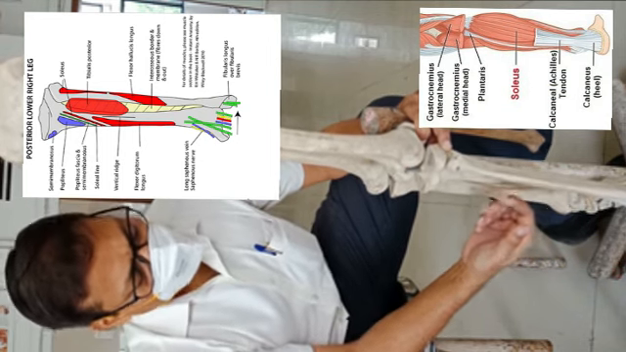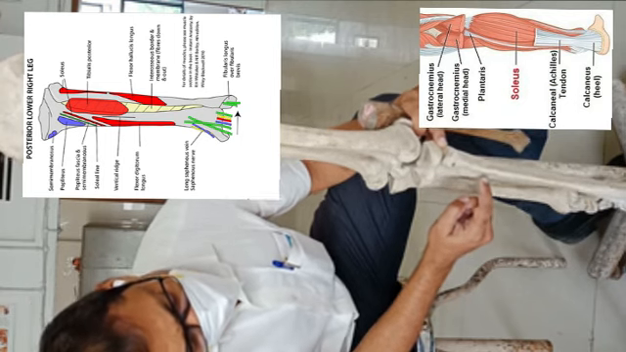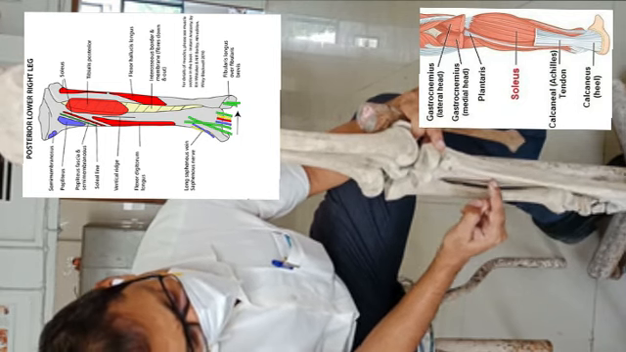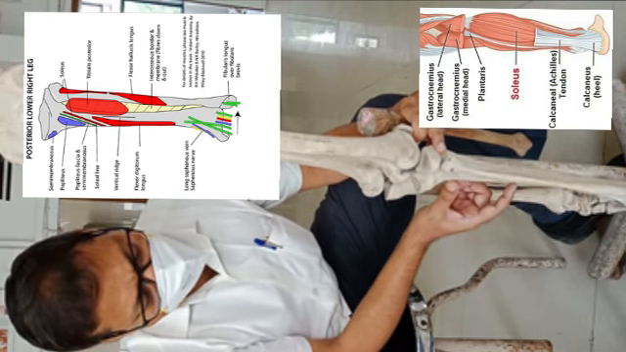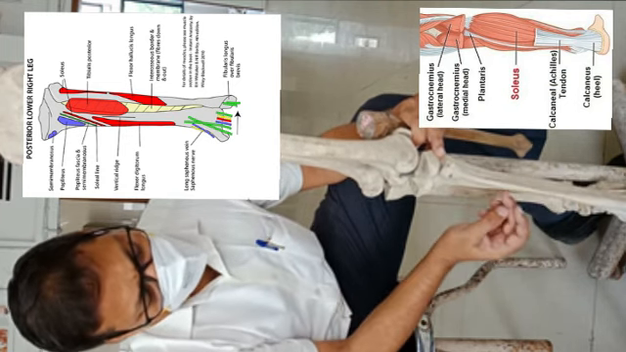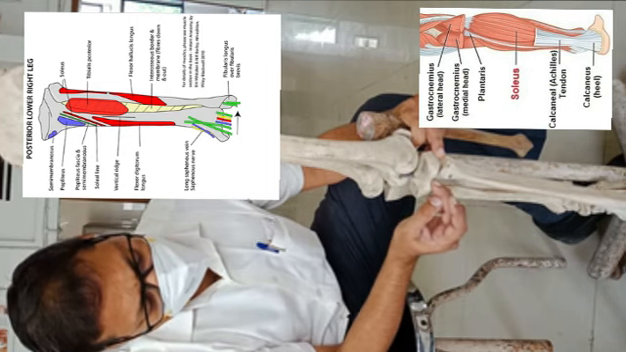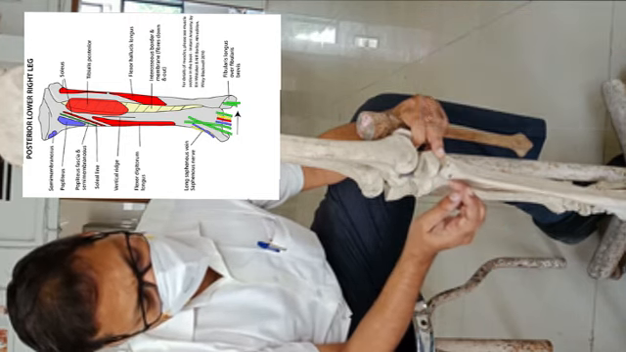Together we should study. Here you can see this is the soleal line. It's coming to this medial border, almost upper 1/3, lower 2/3. So in this part we are getting the popliteus muscle, and posteriorly is the origin of soleus.